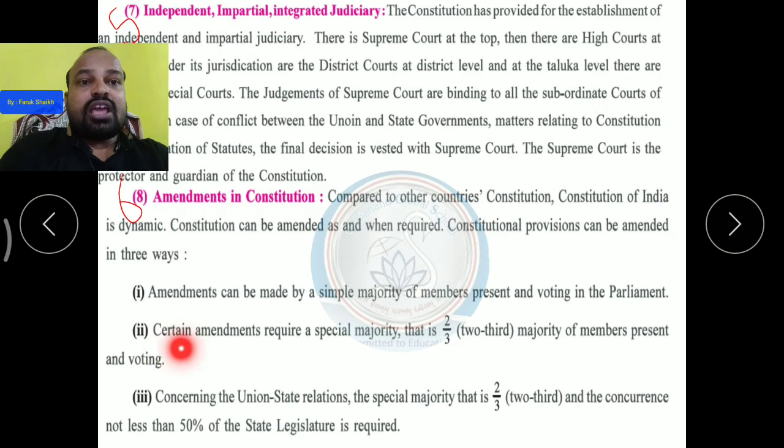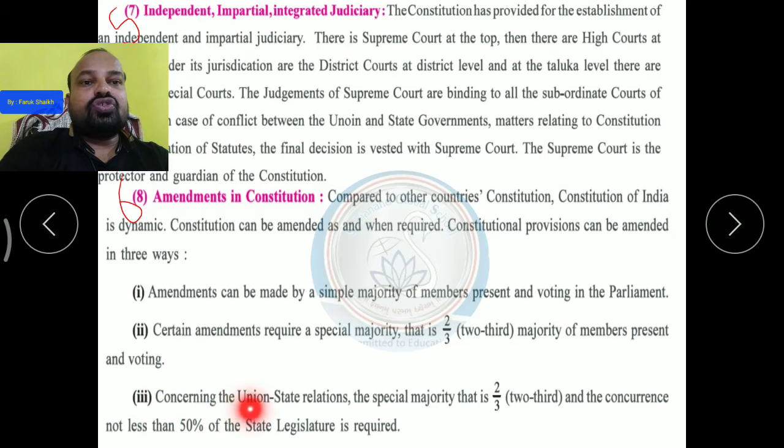Second, certain amendments require a special majority, that is 2/3 majority of members present and voting. Okay, means out of the total members of the parliament, 2/3 members will vote in favor of the amendment, so that amendment can be made in the constitution. So majority of members present and voting.